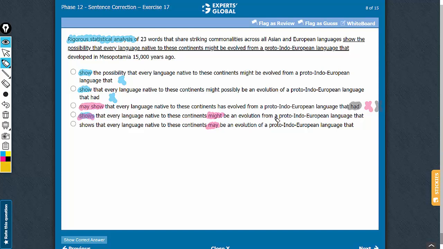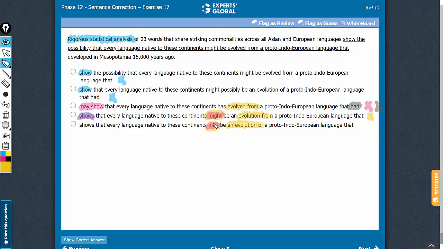Then a little bit of idioms at work. Evolved from is a correct usage, or an evolution of is a correct usage. Evolution from is idiomatically incorrect, so answer choice D should be eliminated. Another minor problem here is might versus may. They have the same meaning. It is just that might is extremely formal and it is not used in everyday moderate communication. So might is a shade better.